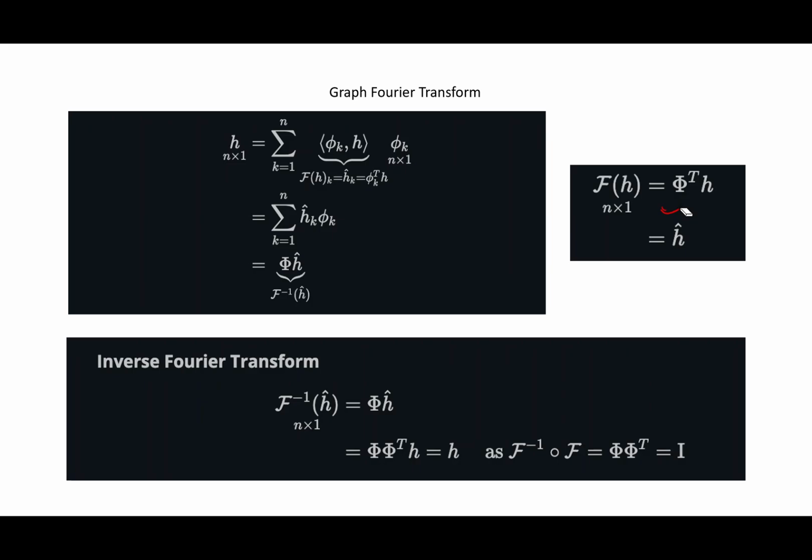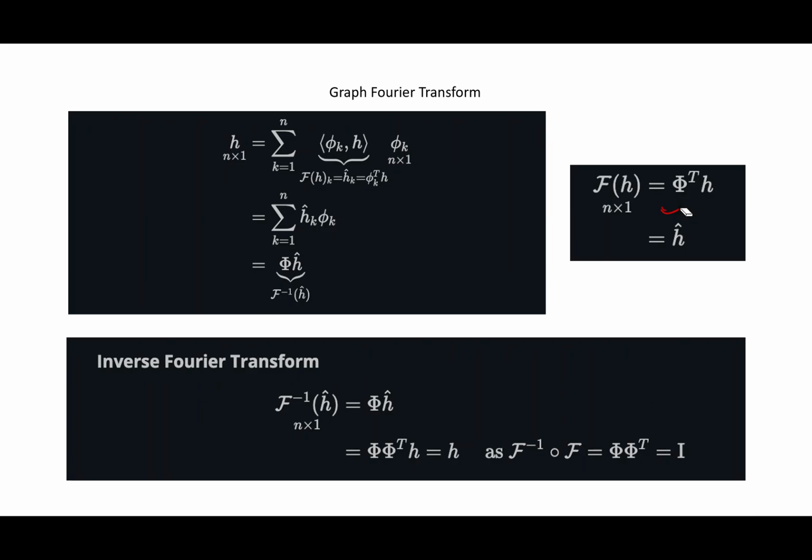This will give us the Fourier transform. That is what the Fourier transform is, and when we multiply that Fourier transform back with phi k and add them all together, it will give us our h. So the Fourier transform is multiplying each and every eigenvector with h as a dot product, and we can write all of these n dot products into one line.